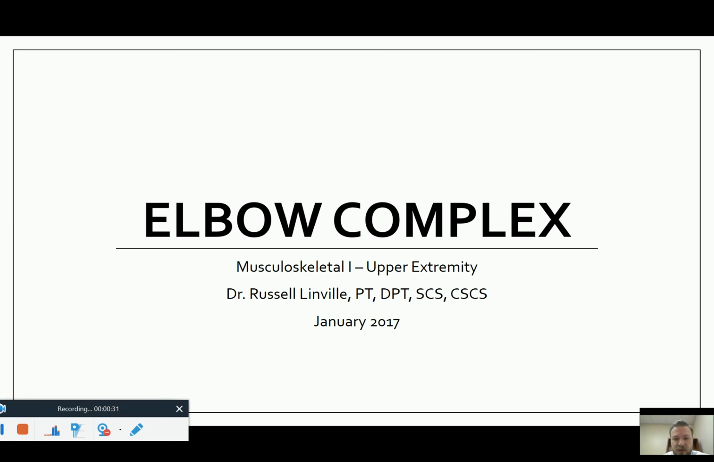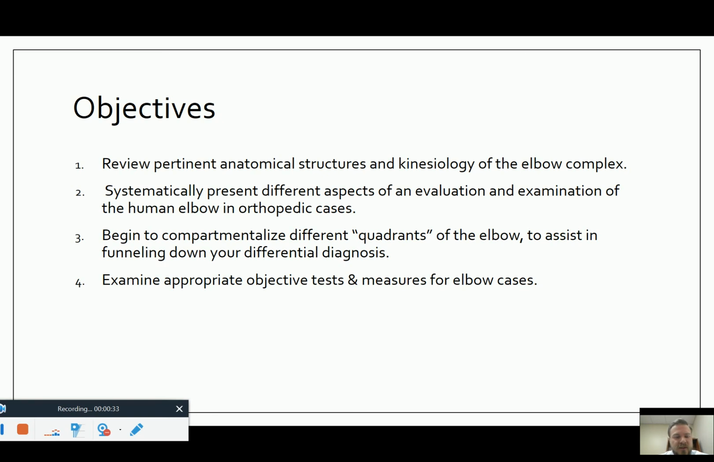So if we move on here, the objectives: we want to review pertinent anatomical structures and kinesiology of the elbow complex, systematically present different aspects of an evaluation and examination of the human elbow in orthopedic cases. We want to begin to compartmentalize different quadrants of the elbow to assist in funneling down to your differential diagnosis. And we want to examine appropriate objective tests and measures for elbow cases.